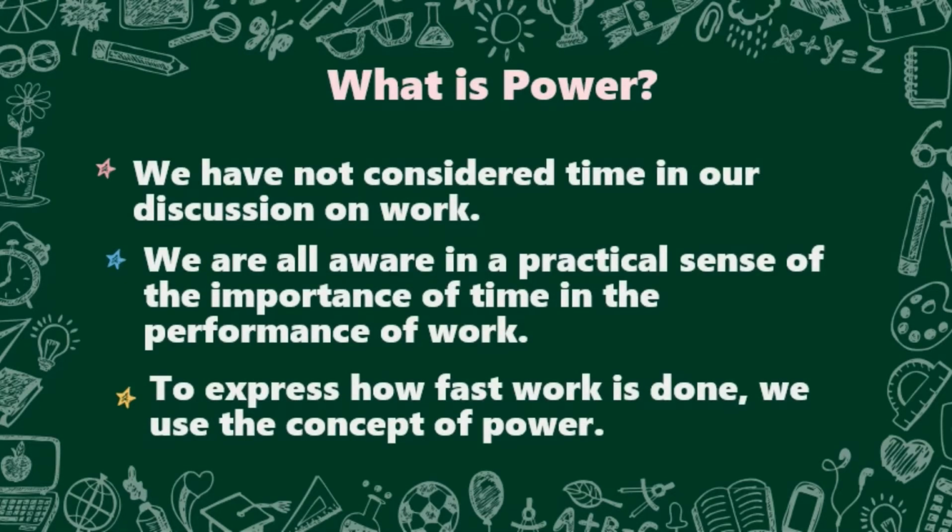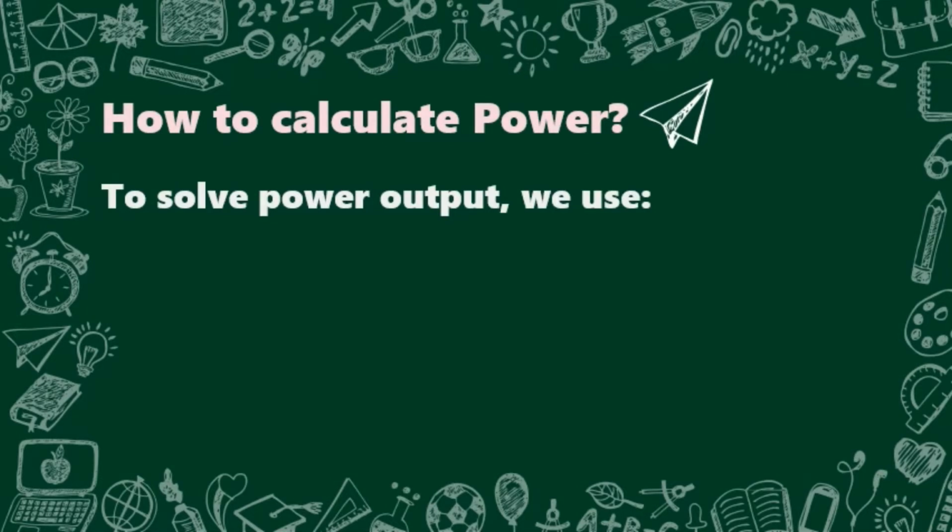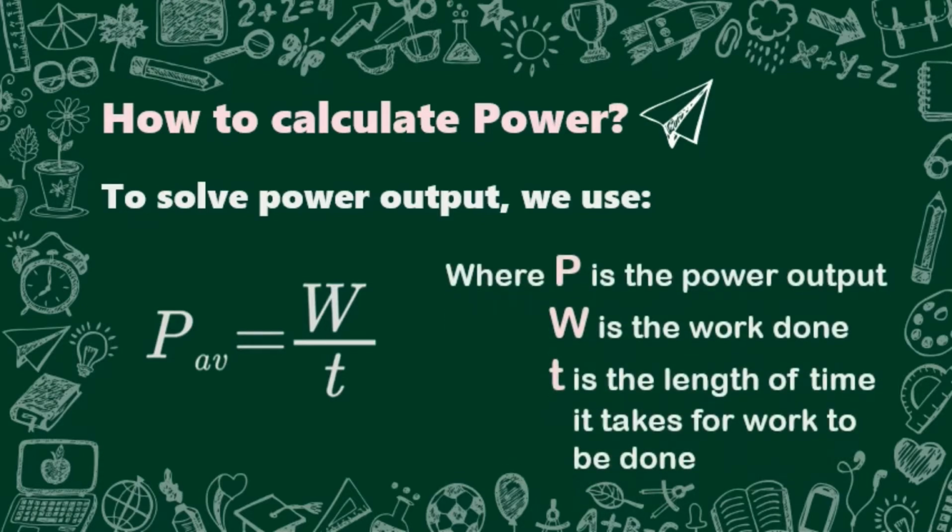To express how fast work is done, we use the concept of power. So, ginagamit natin ang konsepto ng power para malaman kung gaano kabilis ang work that is done on an object. How to calculate power? So, to solve power output, we use the following. Alright, so as you can see, ang formula natin ay P equals W over T. So, what does it mean? Where P is the power output, ito yung isosolve natin na power, W is the work done on the object, and T is the length of time it takes for work to be done. Okay, so in this one, we are going to divide work by time.